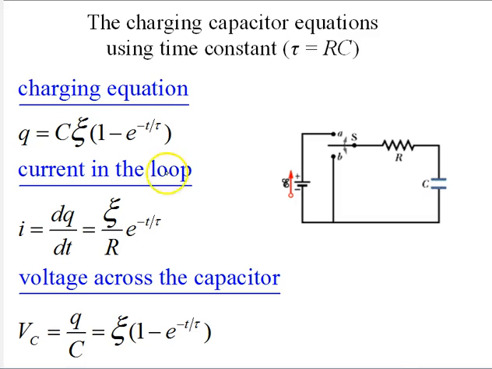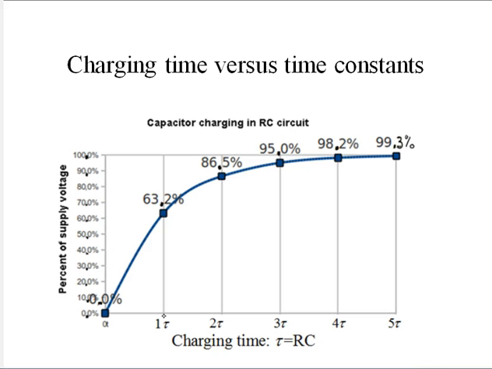Our charging equation, our current in the loop, our voltage across the capacitor. These are all the important equations. If we look at this in terms of percentage, after one time constant, we're at 63.2%, two time constants, 86.5%, 95% within three time constants. So you can plug these numbers in to get them for yourself.